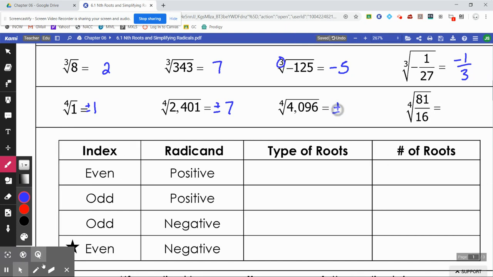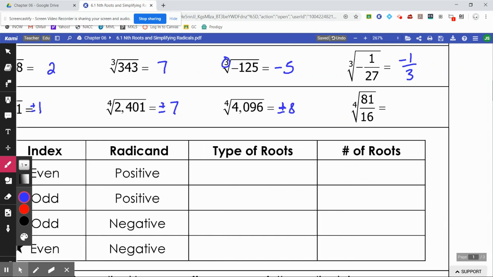Fourth root of 4,096. You can type that into your calculator, but you'll find out 8 to the fourth power gives you that, so a positive or negative 8.